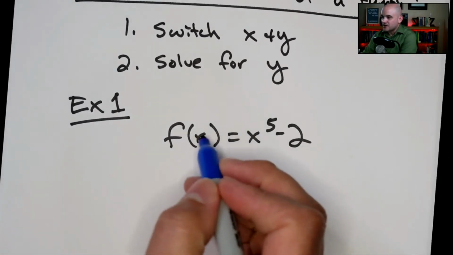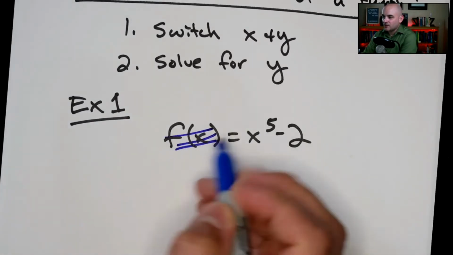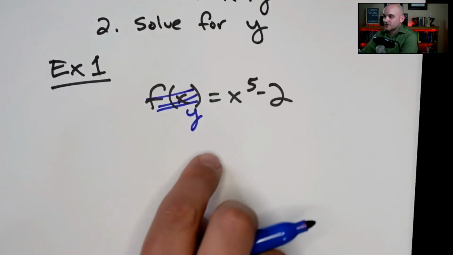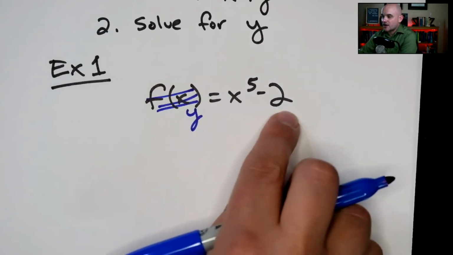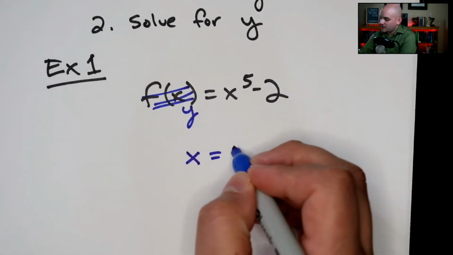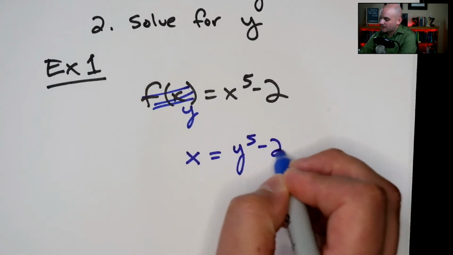So you say, well, there's not a y right here. Well, remember, we can look at it as y if we want to. And then from there, I'm going to switch the x and y. So I've got y equals x to the fifth minus 2. So where the y was, I write x, and where the x is, I'm going to write a y.